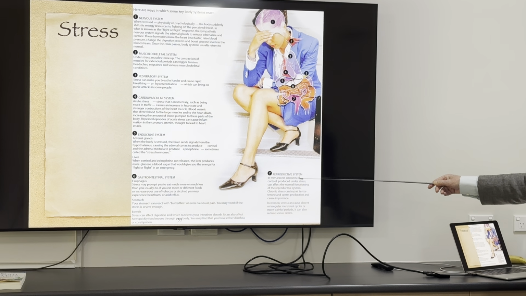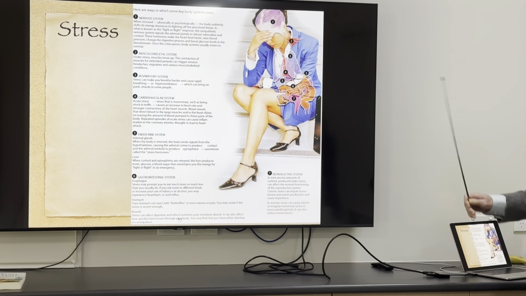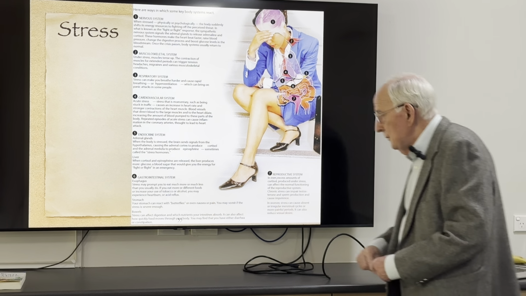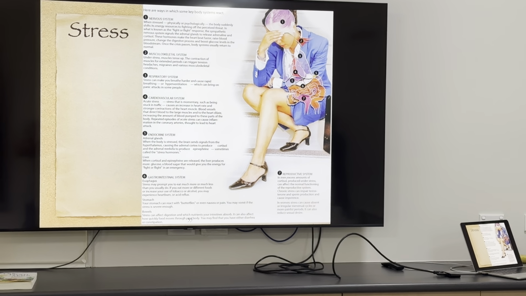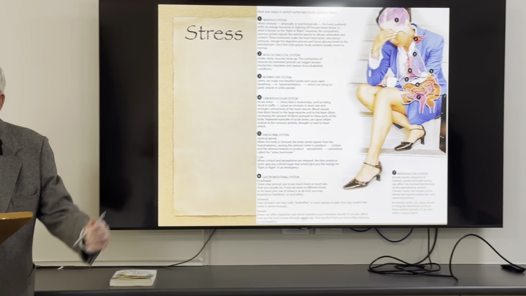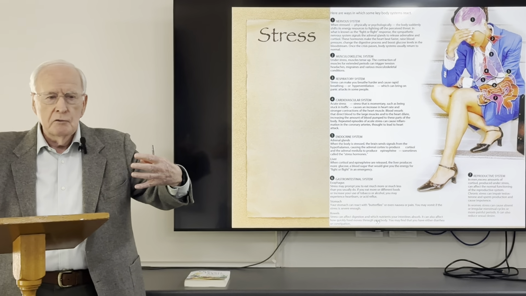Reproductive system: in men, excessive amounts of cortisol can affect the normal functioning of the reproductive system. Chronic stress can impair testosterone and sperm production, cause impotence. In women, stress can cause absent or irregular menstrual cycles or more painful periods. Also reduce sexual desire.